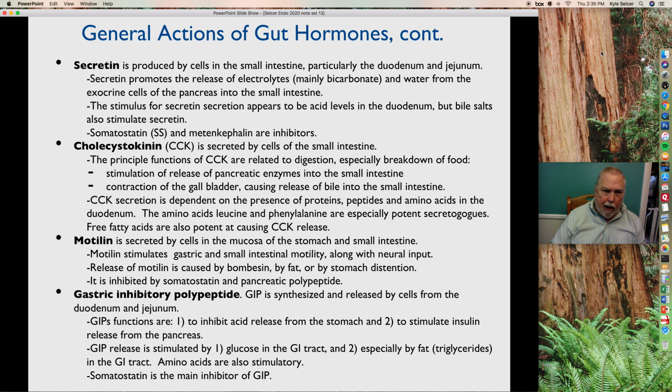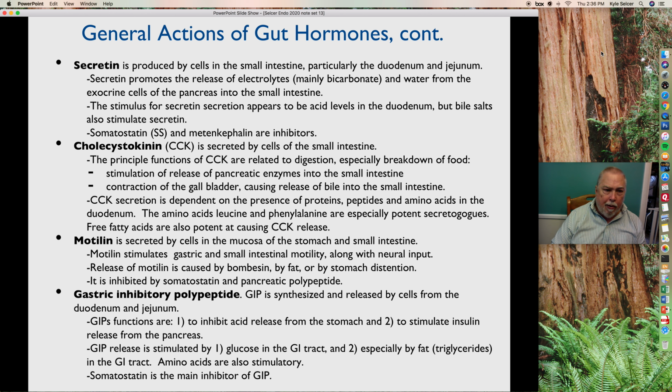Cholecystokinin, CCK, is secreted by cells in the small intestine. The principal function of cholecystokinin is to get all the digestive stuff done, the breakdown of food, stimulation or release of the pancreatic enzymes in the small intestine. The exocrine part of the pancreas creates these zymogens. The zymogens get into the lumen of the small intestine and get activated, and they break down peptides, and they break down fats, and they break down everything else that's in the gut, so they can be absorbed as nutrients into the body.